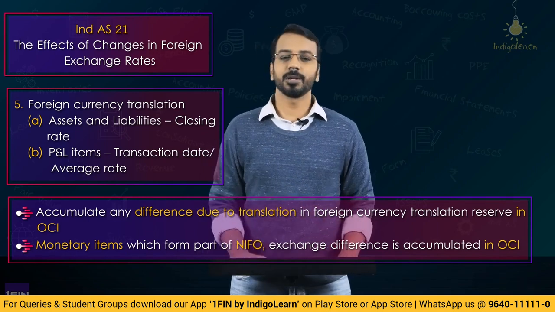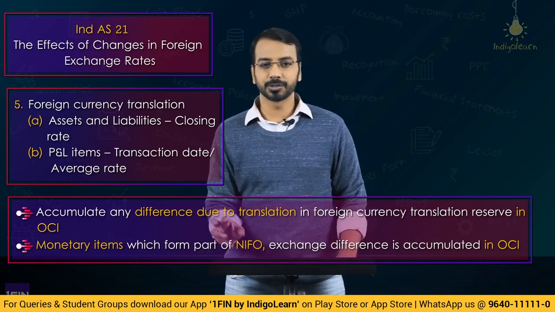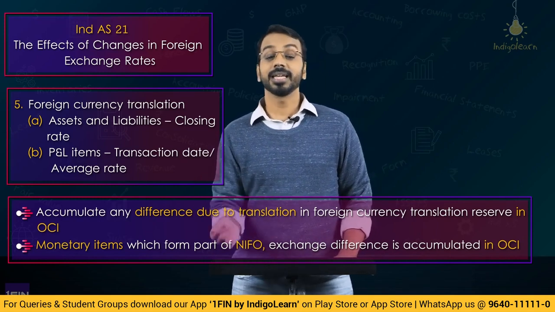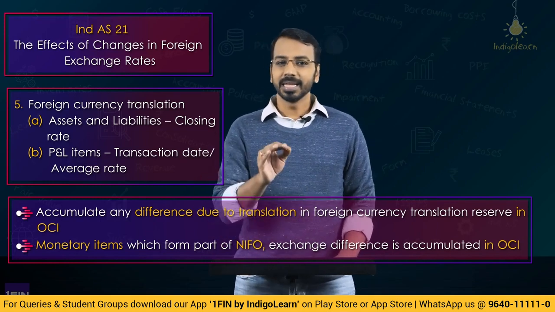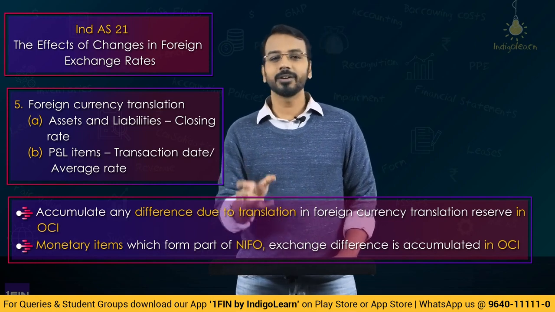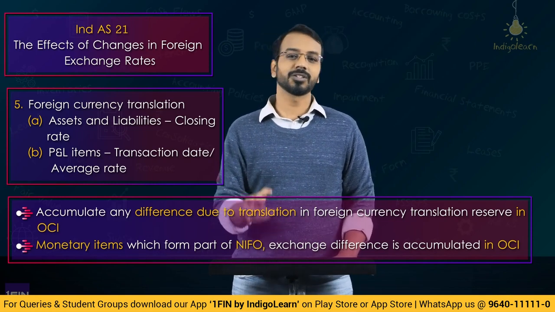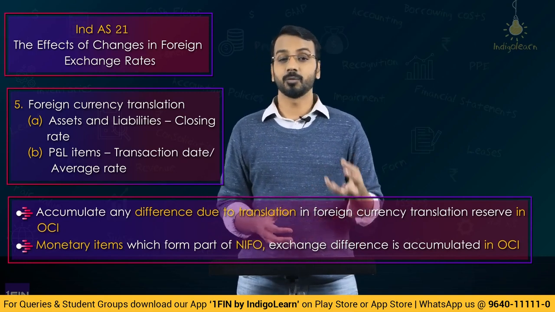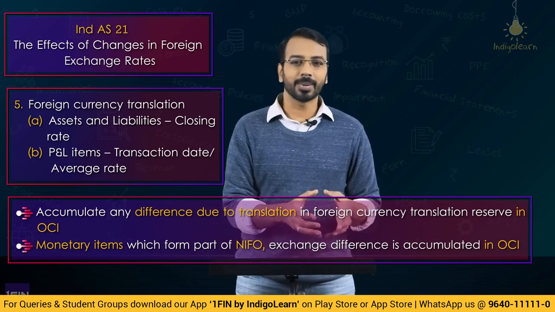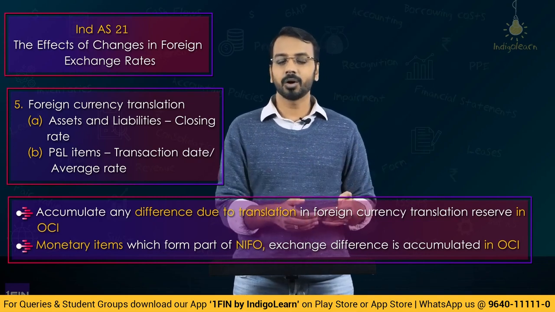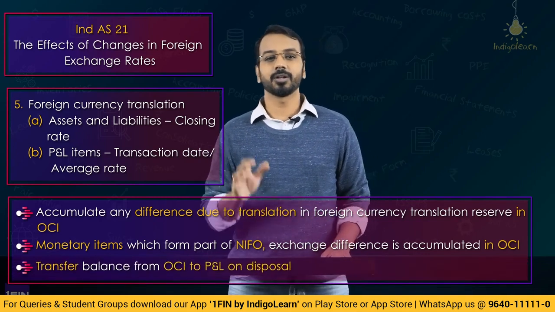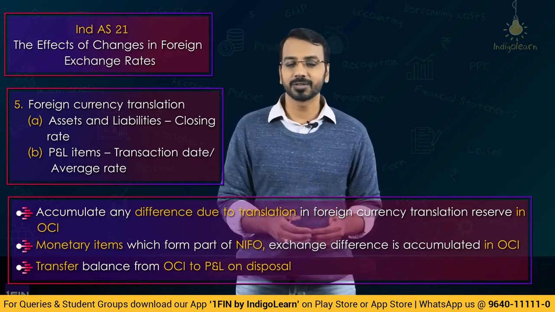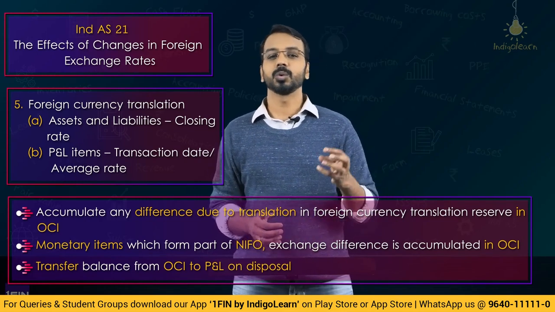Now another thing that you need to keep in mind is whenever there is a foreign operation and we are translating the financial statements of foreign operation into our functional currency, then in that case whatever is the exchange difference on translation, what do we do? We accumulate them as a part of OCI, right? Now this OCI balance has to be carried on till the time we dispose the foreign operation. At the time of disposal of the foreign operation, that is when you transfer this OCI balance to the P&L, right?